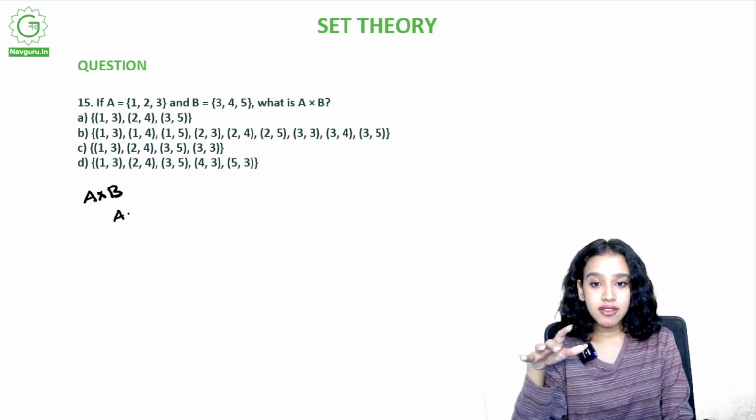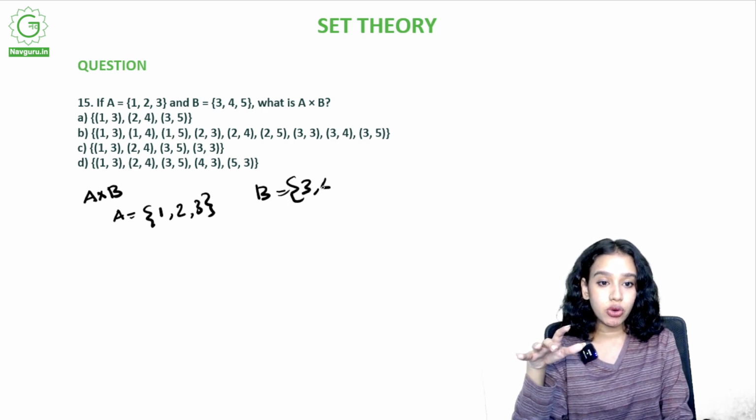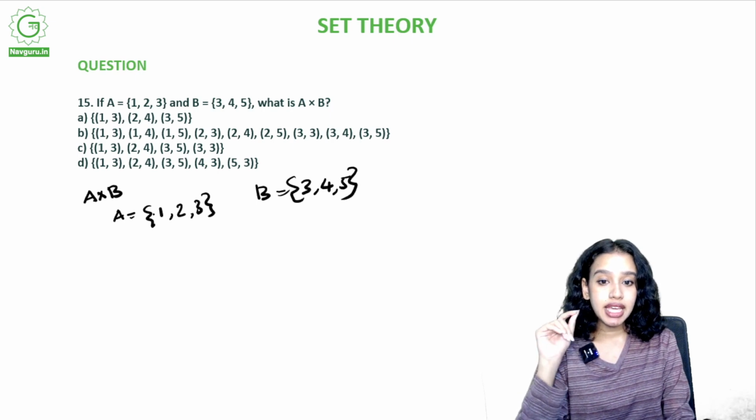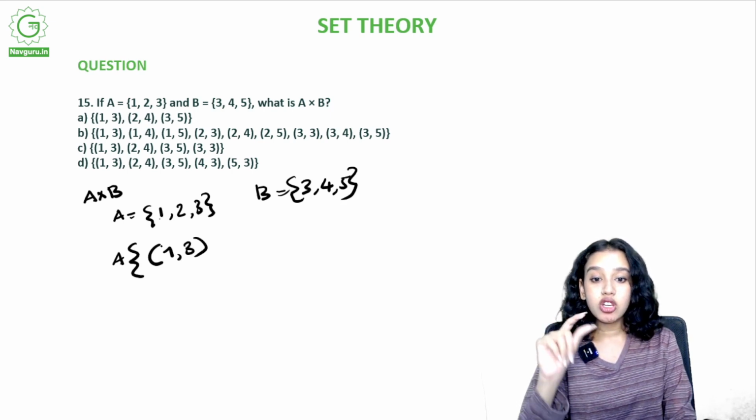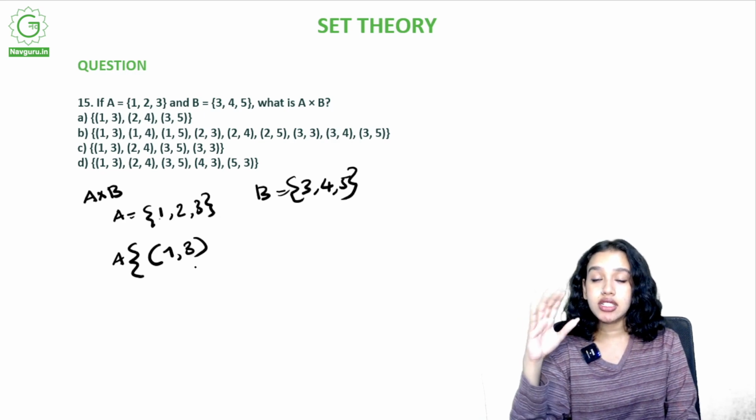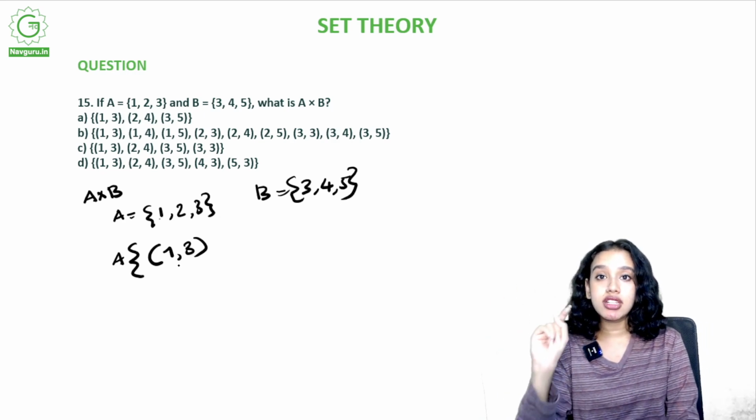So, set A we have 1, 2, 3 and set B we have 3, 4, 5. We are multiplying every single element from this set to the other set. So what we do is we will get a set of 1 and 3. We call this an ordered pair.